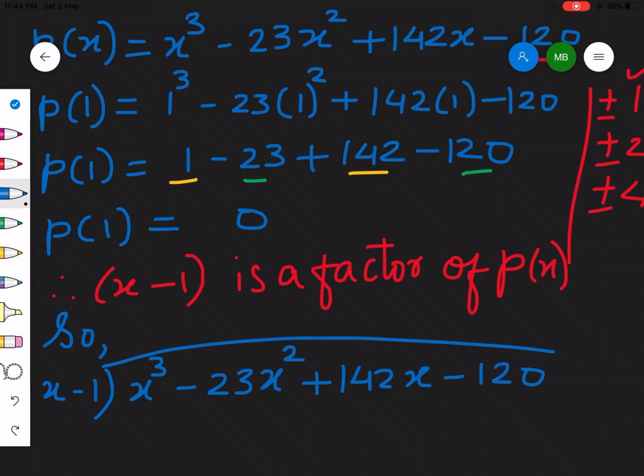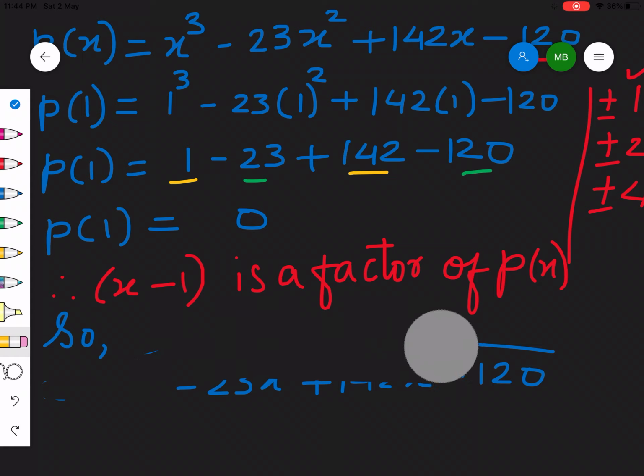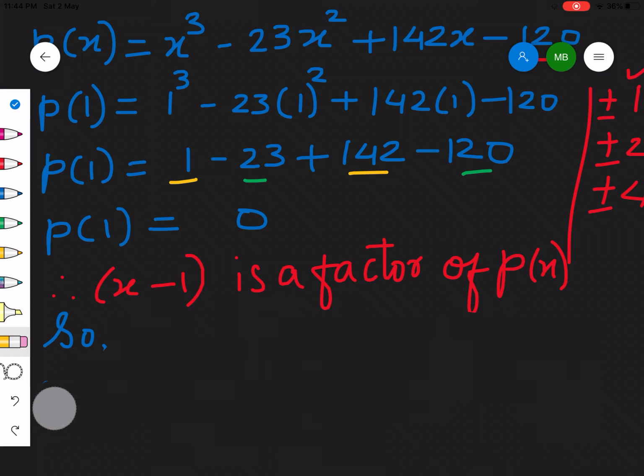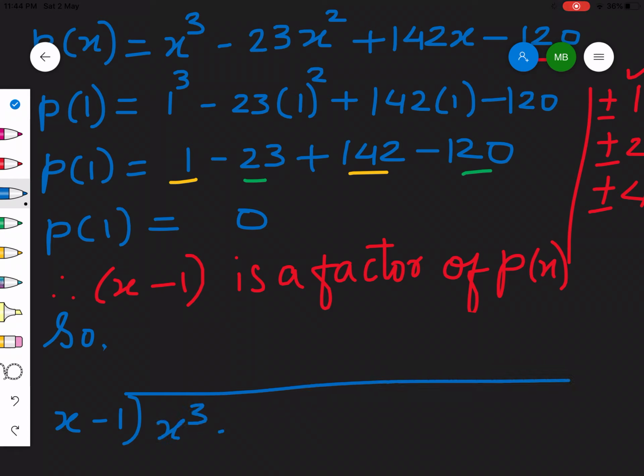Okay, I think I need to move it down a bit, otherwise the work will look really congested. Let's try it again. So we'll divide this p of x, which is x cubed minus 23 times x squared plus 142 times x. You also have to take care that your work looks presentable enough; it should not look messed up.